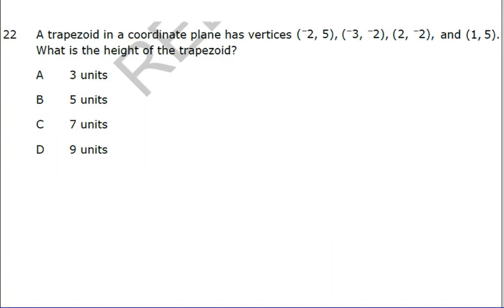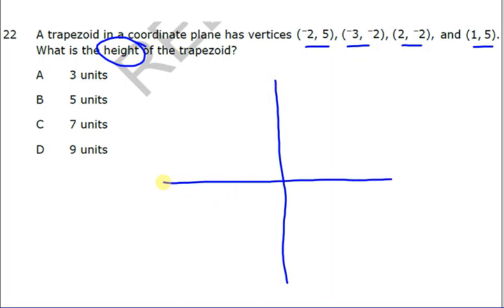All right, let's look at the next one. A trapezoid in a coordinate plane has the vertices of these coordinates here. What is the height of the trapezoid? They are not asking for the area. Now, on the EOG, you do get a piece of graph paper. I do not have a piece of graph paper, and so we are going to make a very rough coordinate plane here. All right, so my first vertice is going to be at -2, 1, 2, 3, 4, 5, +5.